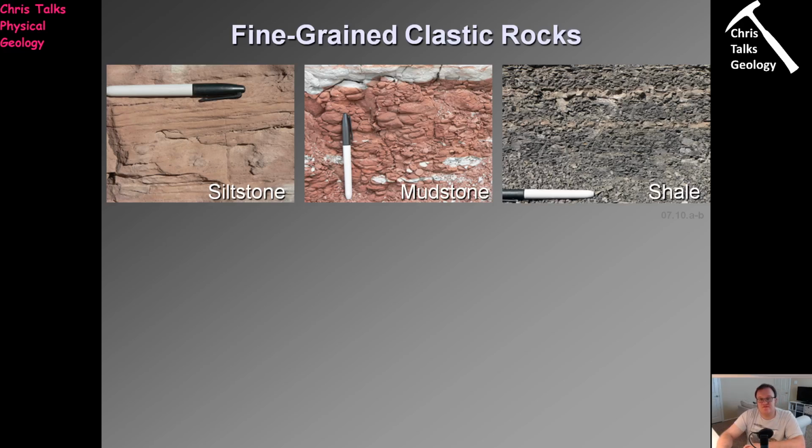In terms of the fine-grained clastic rocks, well, we have siltstones, which are dominated by silts. We have mudstones, which are dominated by silts and clays. And we have shales, which are dominated by clays. So the amount of silt and clay will affect which type of rock you essentially classify your rock as.